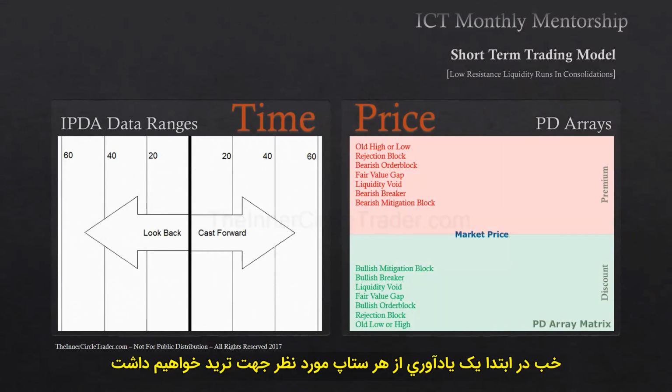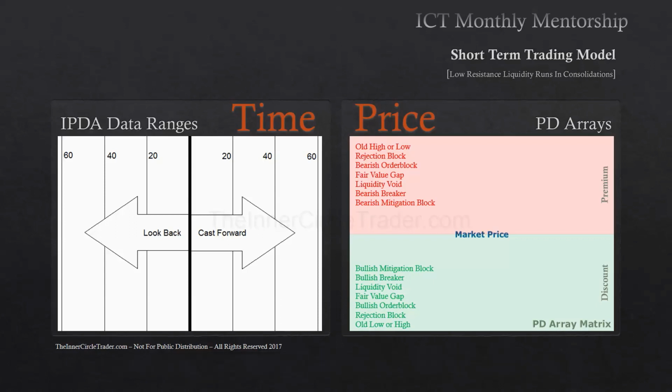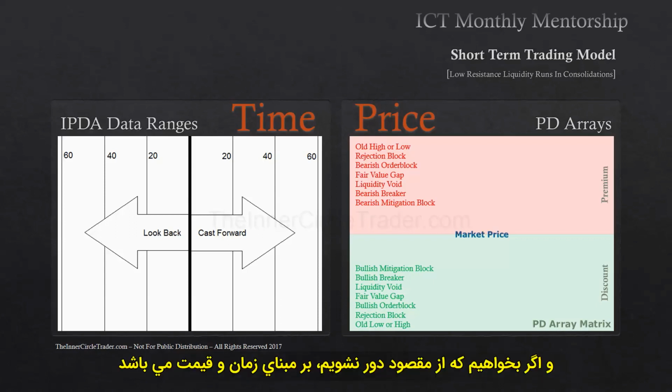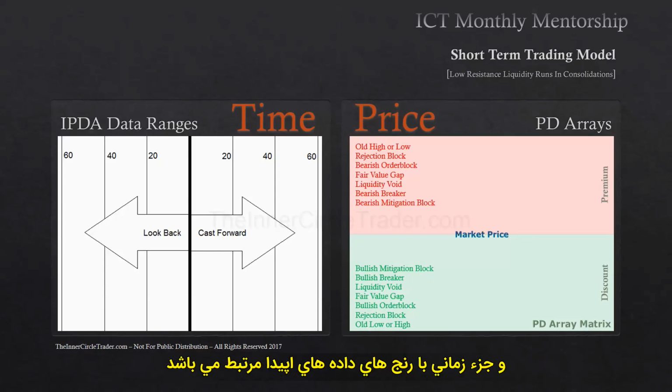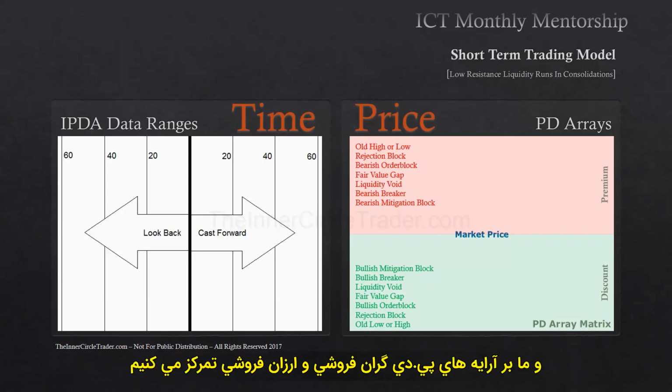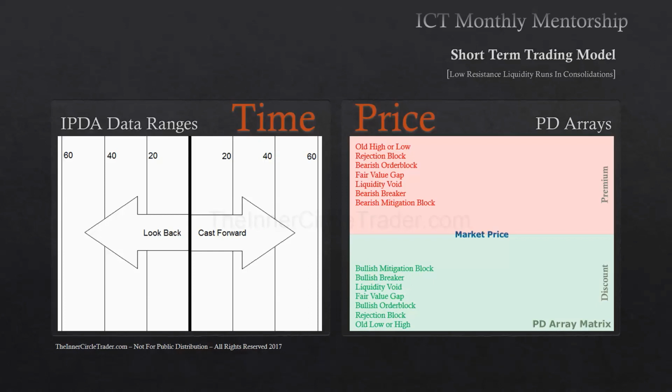We have to preface it with a reminder that every setup we look to execute on, and to stalk and track, if you will, is based on time and price. The time element is going to be related to the up-to-date ranges: the last 60 days, 40 and 20. And we're going to be focusing on premium and discount PD arrays.